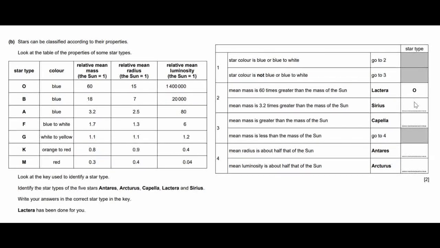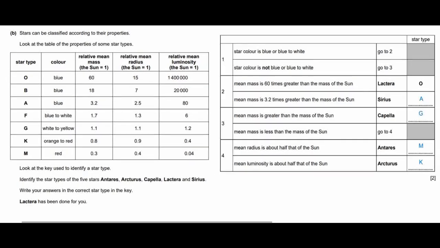Now let's fill the other 1, 2, 3, 4. 10 seconds will be given. 10, 9, 8, 7, 6, 5, 4, 3, 2, 1, 0. Alright, let's open up the answer. So here's our answer: A is Sirius, G is Kepler, M is Antares, and K is Arcturus.